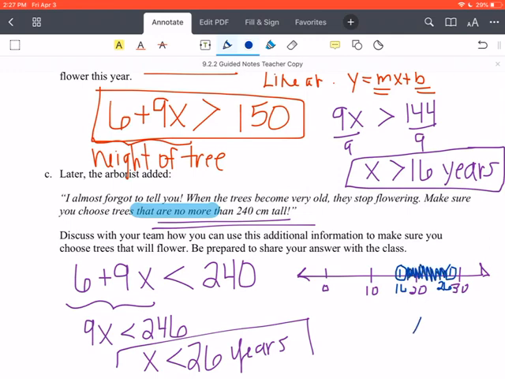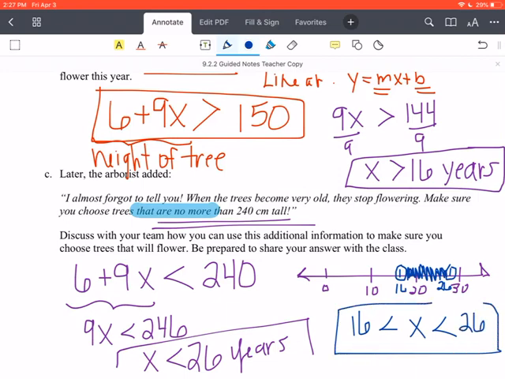So how can we write that? We can write that as a two-part inequality where we put our low amount at the front and we put our high amount at the back. So this says the tree must be between 16 and 26 years in order to provide flowers. Okay, so I really do like this problem because it ties in our knowledge of linear functions, which we became experts on first quarter. Great job.